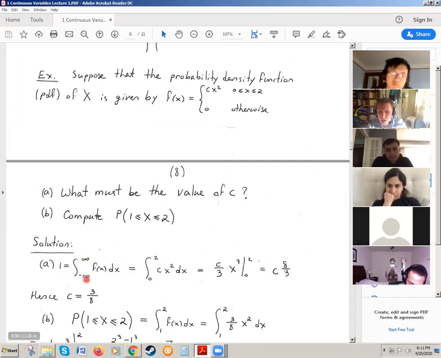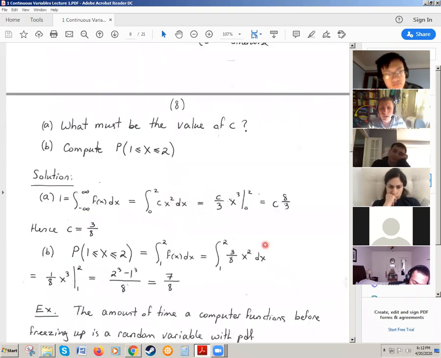This is just in general to indicate that the function is defined over all real numbers. You can always assume the function is defined over all real numbers. It's just that for most numbers, it's 0. So it's just the integral from 0 to 2 of cx squared. And that becomes c over 3 times x cubed. I just took the antiderivative of that, evaluated from 0 to 2. And I get c times 8 over 3. And therefore, c equals 3 over 8, because this number has to be equal to 1.